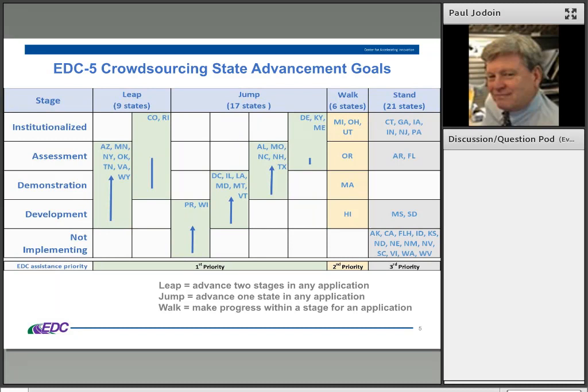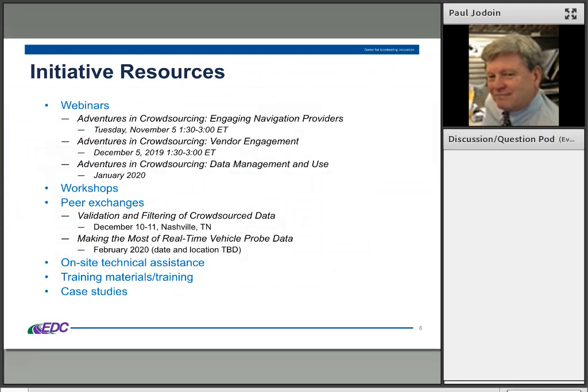you can see that there's a whole bunch of states that are looking to advance. I think 30 states signed up for this innovation, and then 6 states have asked for assistance that didn't sign up, so we consider ourselves having 36 states. Some resources or some opportunities with us.